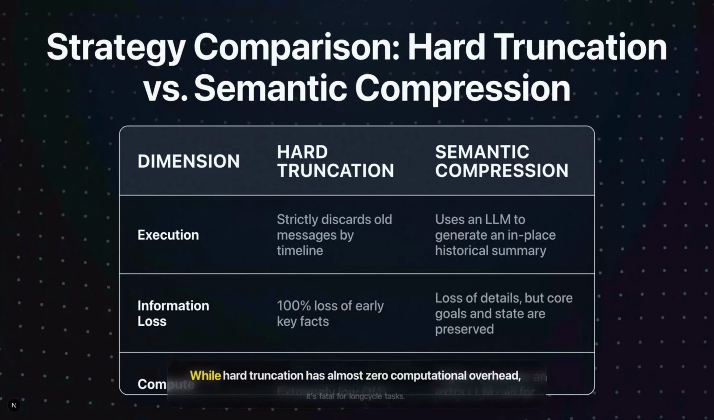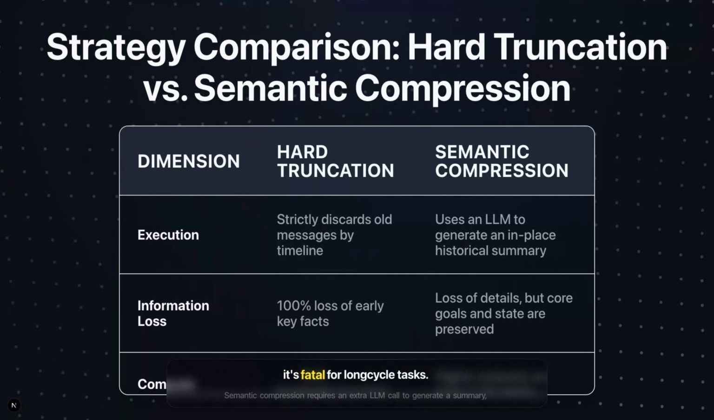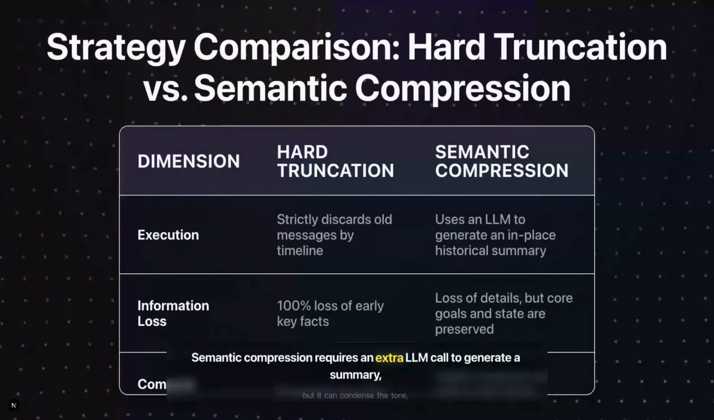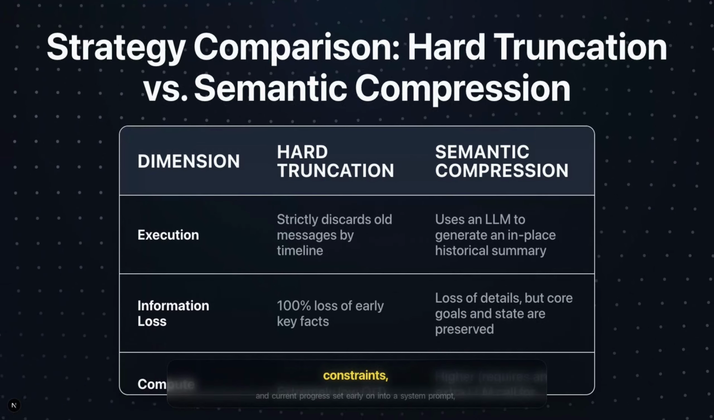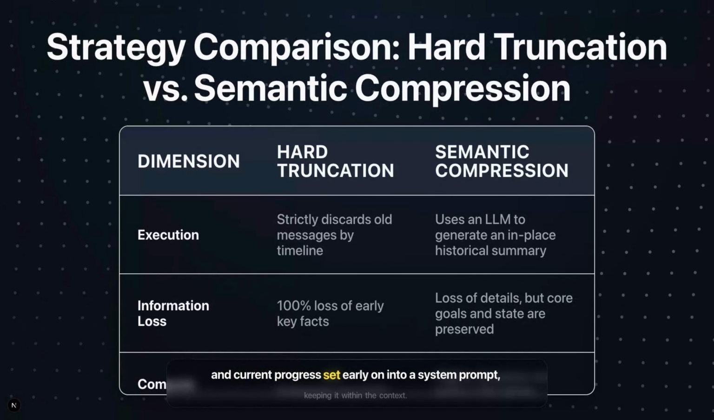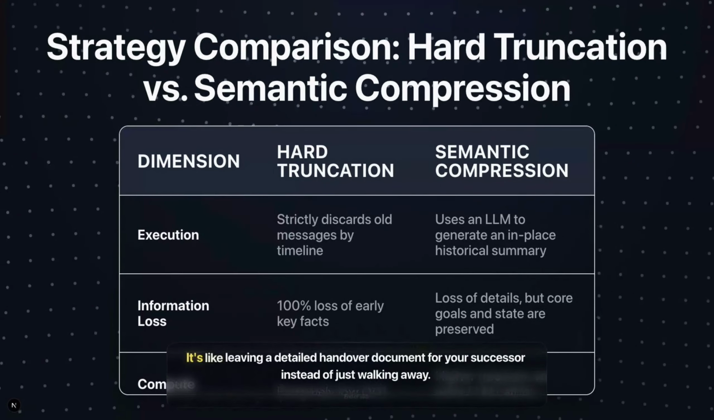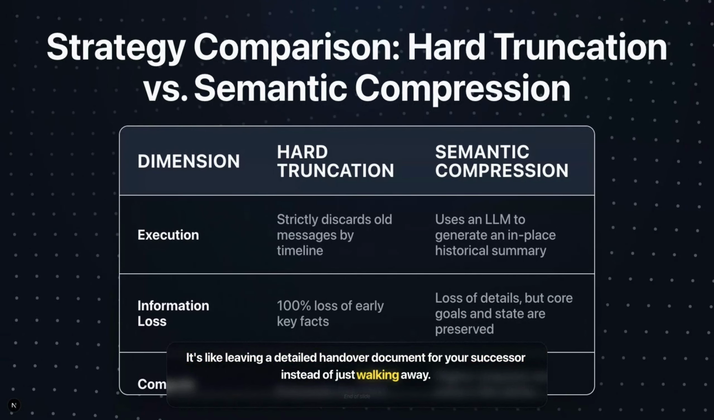This is a clear comparison. While hard truncation has almost zero computational overhead, it's fatal for long-cycle tasks. Semantic compression requires an extra LLM call to generate a summary, but it can condense the tone constraints and current progress set early on into a system prompt, keeping it within the context. It's like leaving a detailed handover document for your successor instead of just walking away.